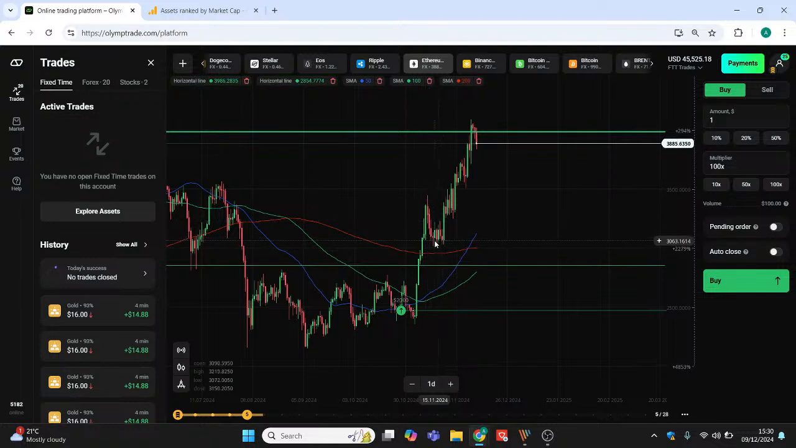So simple moving average is probably one of the oldest. It really is the oldest indicator, but it's one of the most accurate ones, and it just gives so many various opportunities.